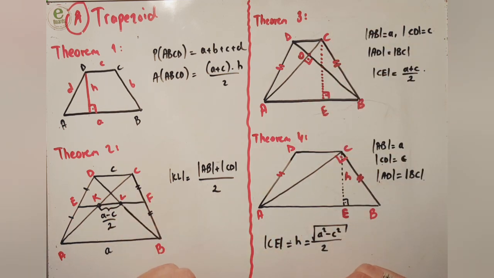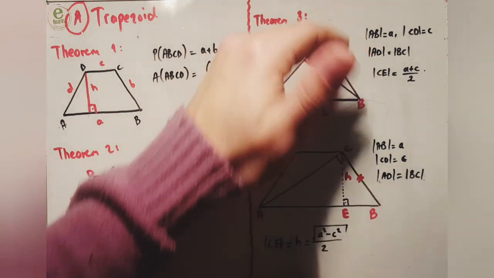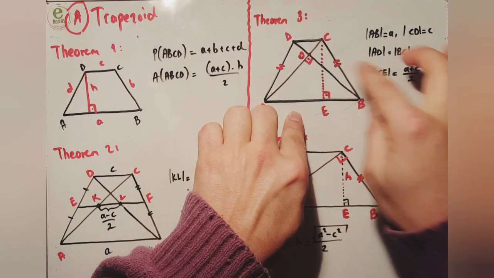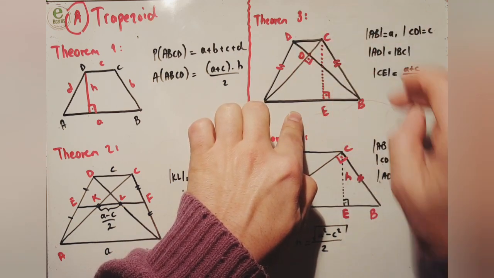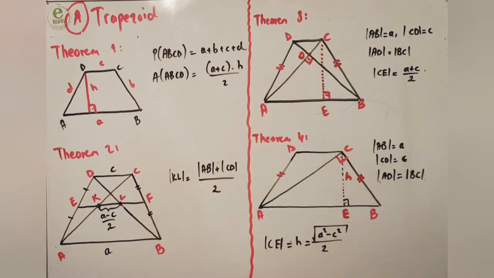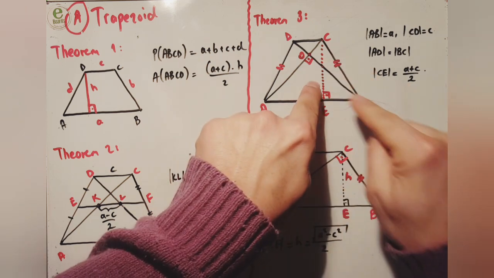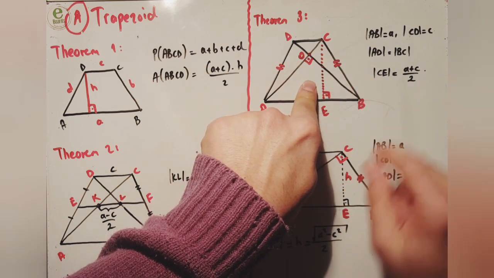Theorem 3 and Theorem 4 are about the isosceles trapezoid. For the third one, AC and BD intersect each other at point O and are perpendicular. Side AB is a, side CD is c, and AD is equal to BC because it is isosceles. We can find here the length of CE. CE is equal to a plus c over 2.